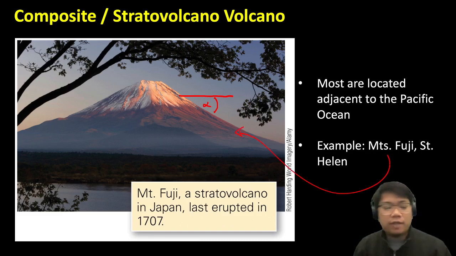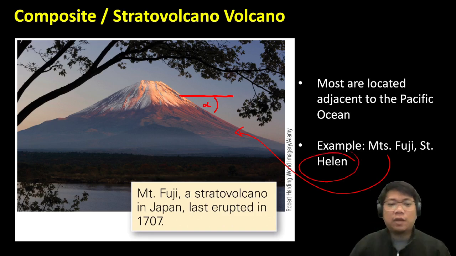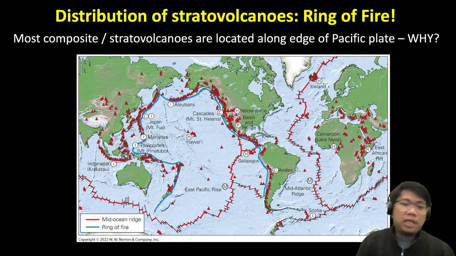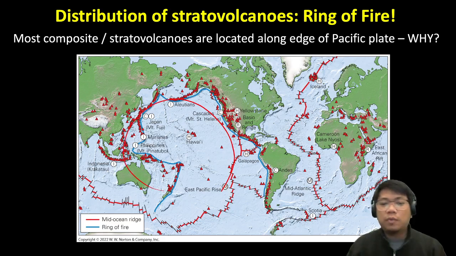We also have, in the United States, a series of composite or stratovolcanoes. For example, we have Mount St. Helens, which is one of the most famous volcanoes on Earth as well. So this is the Ring of Fire that I have mentioned previously. As you can see here, these red triangles in the perimeter of the Pacific Ocean, this is what we call the Ring of Fire.